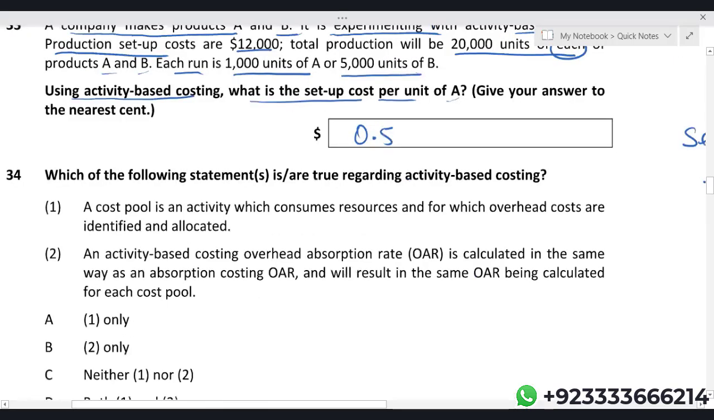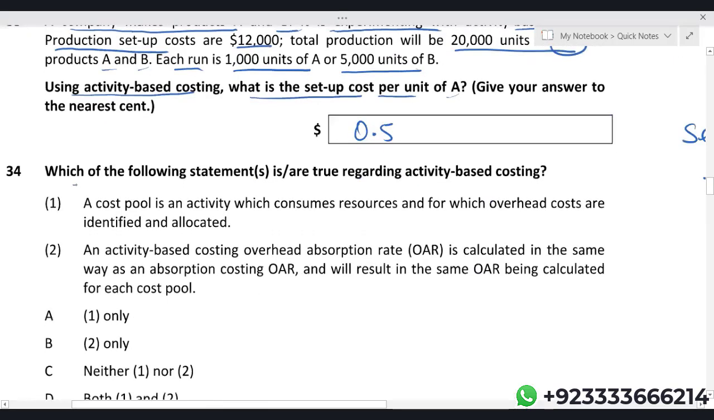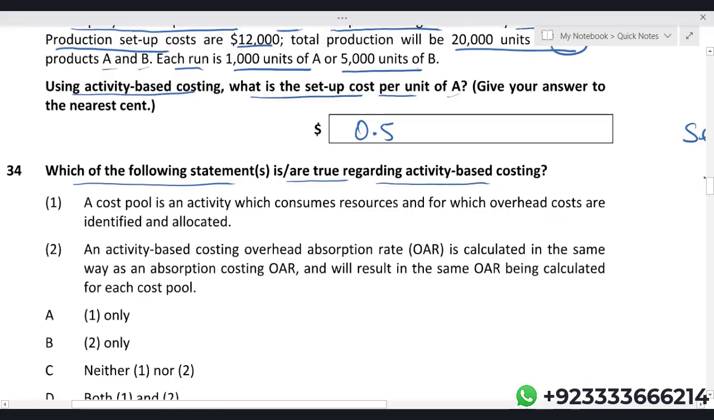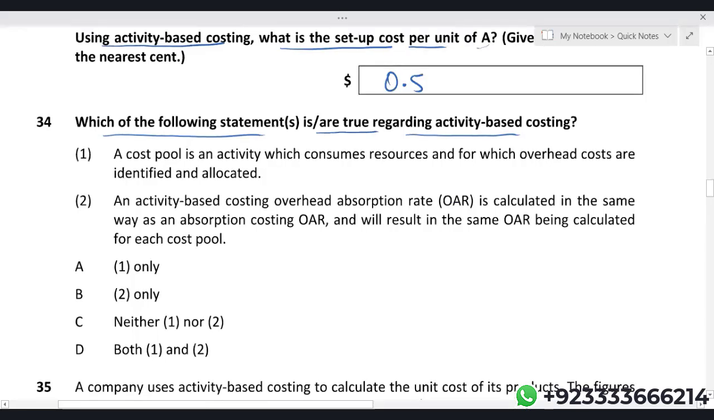Okay, now which of the following statements is true regarding activity-based costing? A cost pool is an activity which consumes resources and for which overhead costs are identified and allocated.